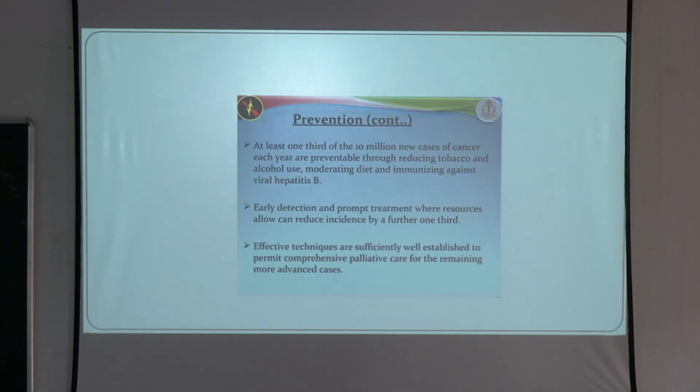Then again, at least one-third of the new cases can be prevented by reducing tobacco and alcohol use, moderating, and immunizing against hepatitis B virus. Again, with early detection and treatment, as I told you for breast cancers, many cancers can be cured. It's not that cancer is the end of life. You can be cured if detected early. And there are various techniques nowadays available to detect cancers.